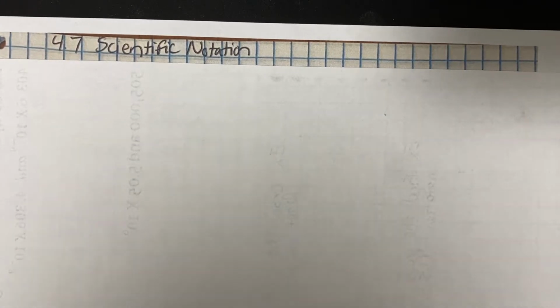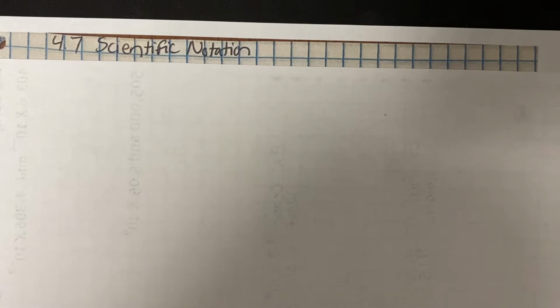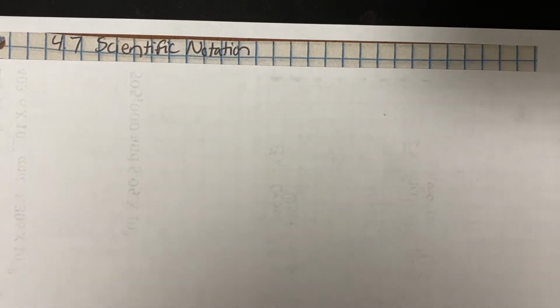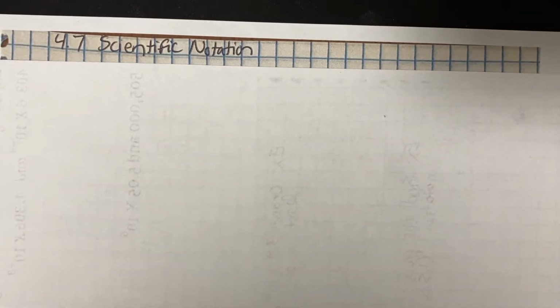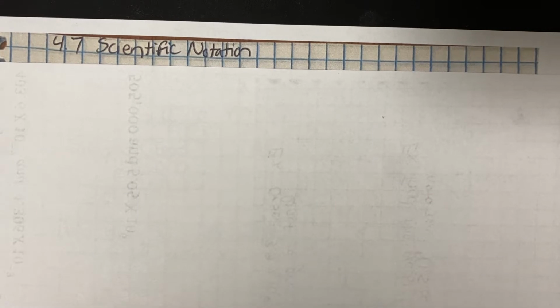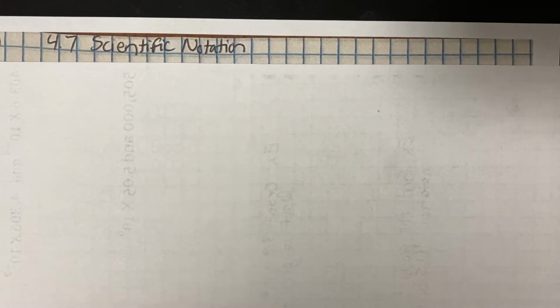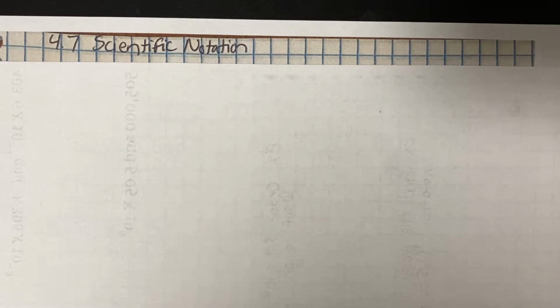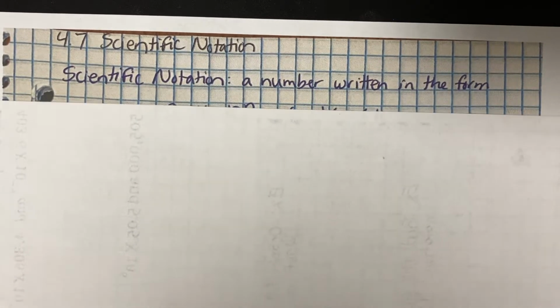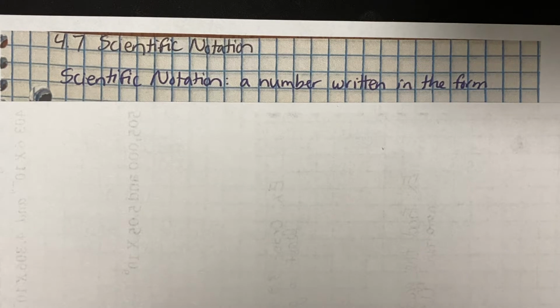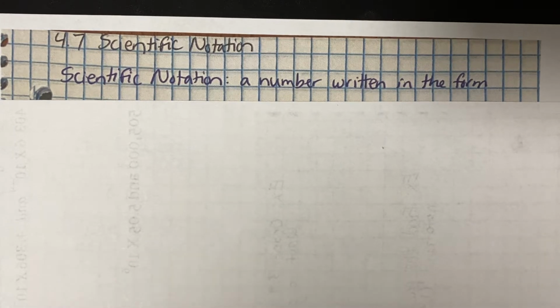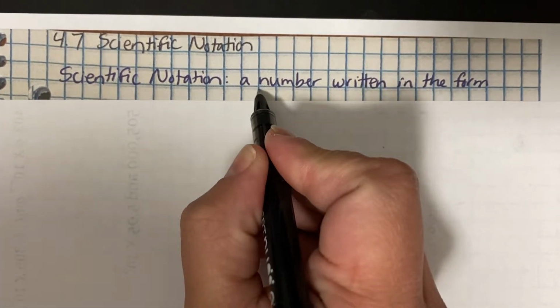Hello, I'm going to do a video for you guys on scientific notation form: what it is, how to get to it, how to undo it. So here we go. Scientific notation is a really cool form of writing a number that is really, really small or really, really big. So scientific notation is written in this form. Probably the most important thing here is that it's a number.